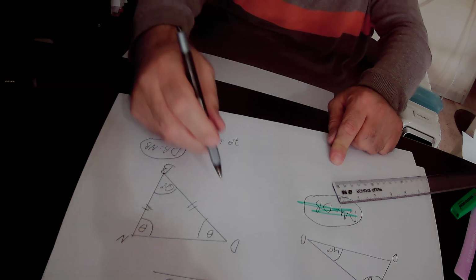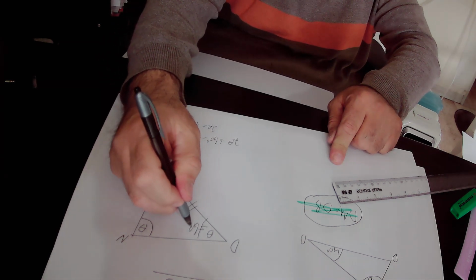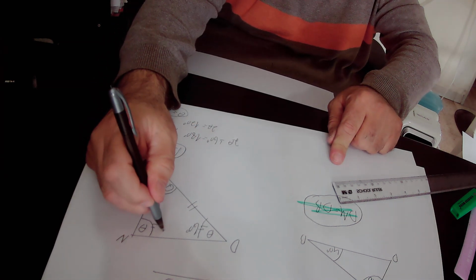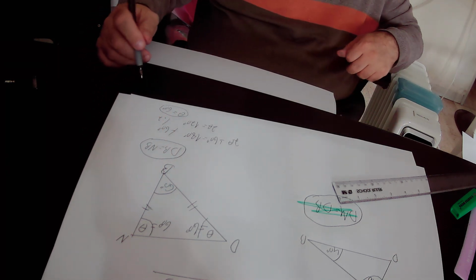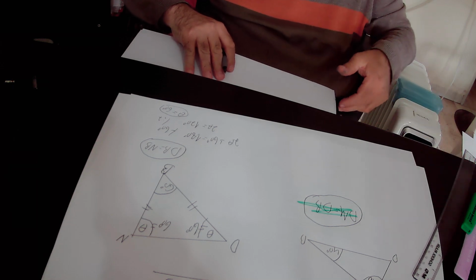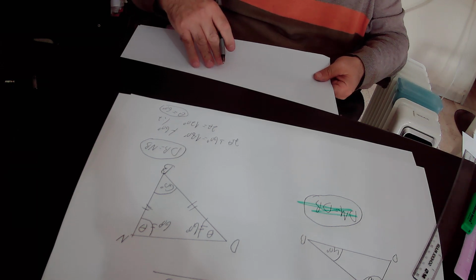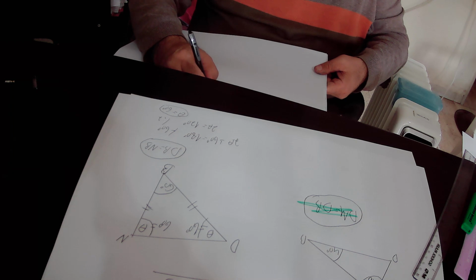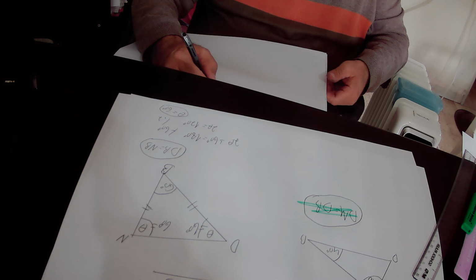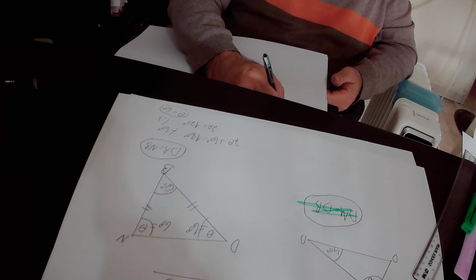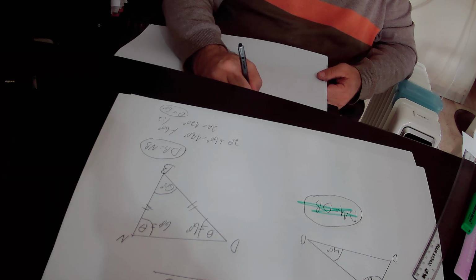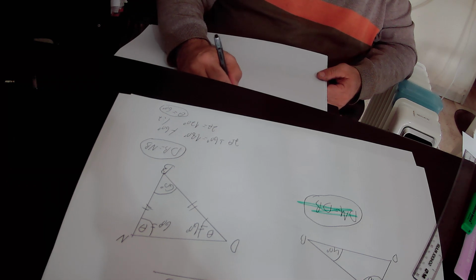So this angle theta equals 60 degrees, and this angle theta also equals 60 degrees. So we found out that in triangle DNB all the angles are equal to 60 degrees. Therefore triangle DNB is an equilateral triangle. So I write it down: triangle DNB is an equilateral triangle.